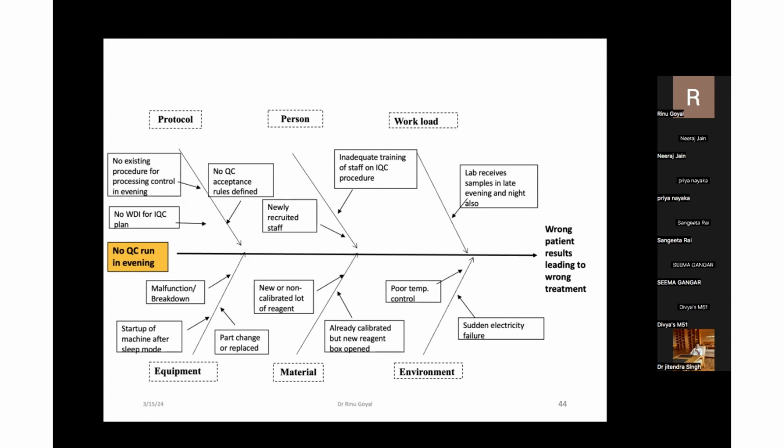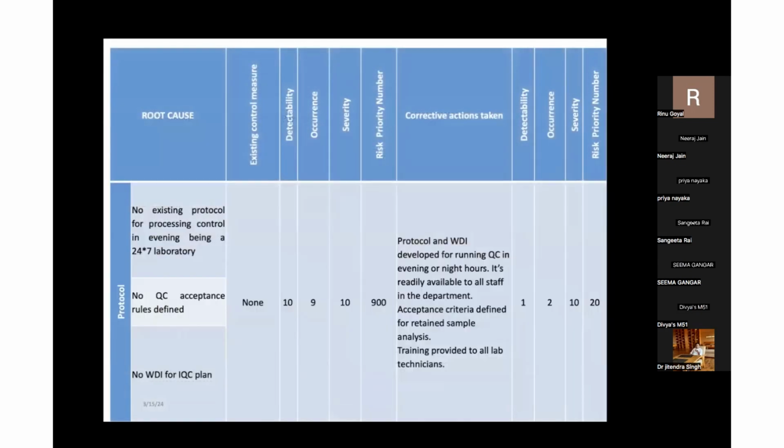There may be some environmental issues, like poor temperature in the evening, the AC not working, the summers in Delhi with 45 degree temperature, so the reagents go wrong. Sudden electricity failure may occur, which may affect the working of the machine. So many causes we have enlisted, and because of the fishbone diagram, we can simply go ahead one by one. So, just one example of calculating the RPN.